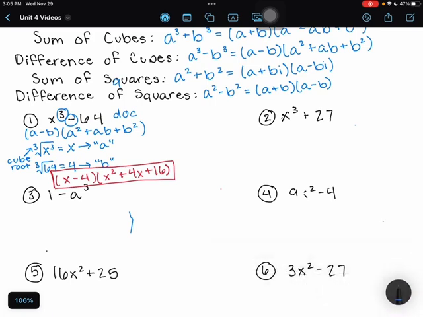So we're going to do the same thing with the next one. First, identifying what equation we need. Here I see a cube and a plus. So I need the sum of cubes equation. So I'm just going to copy it down from above so I know what I'm going for.